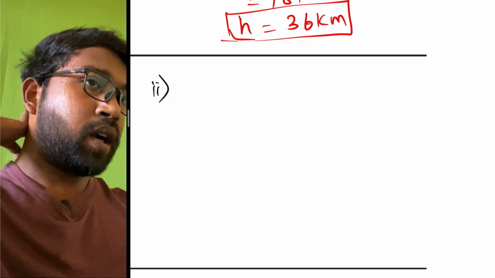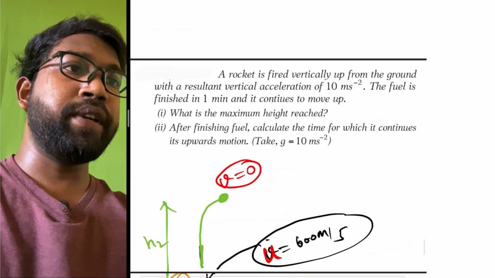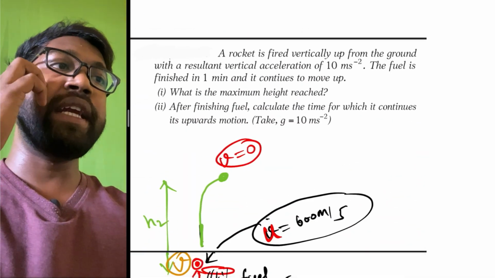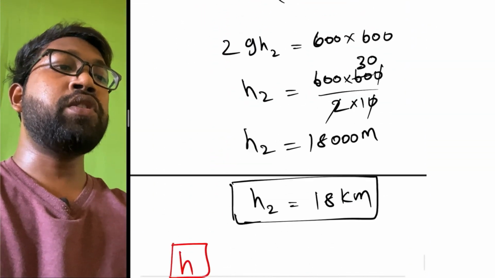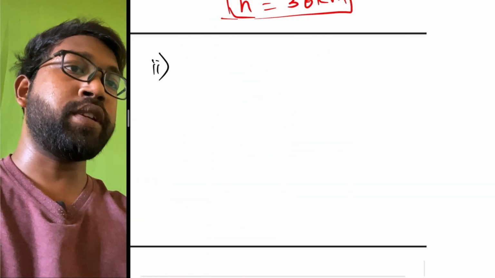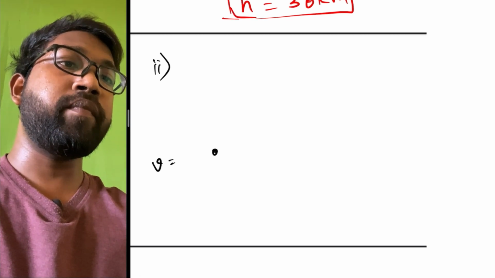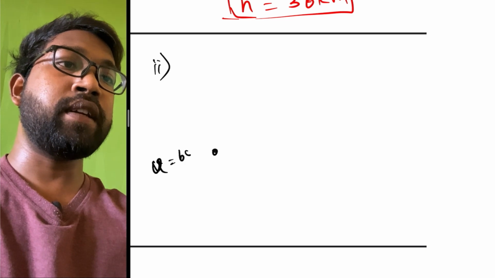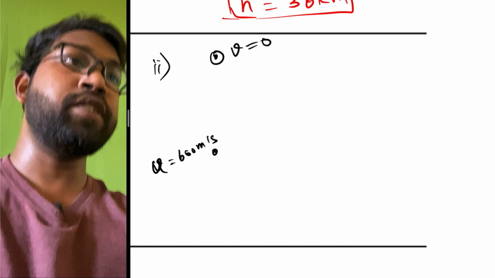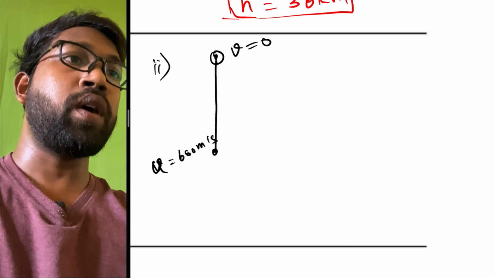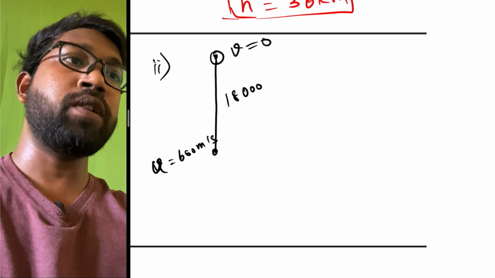The second question is: after finishing the fuel, calculate the time for which it continues its upward motion. So for the second portion of motion, we know the velocity is 600 meter per second at the start, and it is 0 at the end. The distance is 18 kilometer, which becomes 18,000 meter.